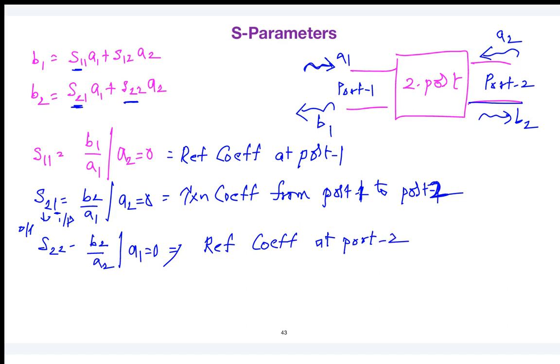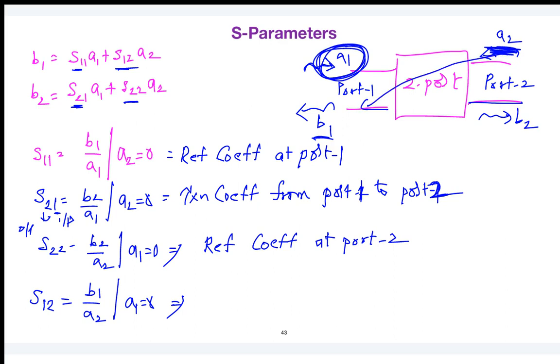Similarly, you can write down S12. S12 is equal to B1 by A2 provided your A1 is equal to 0, which means it is the transmission from the second port to the first port. So I can call it a transmission coefficient from port 2 to port 1. Agree? Any questions you have here?